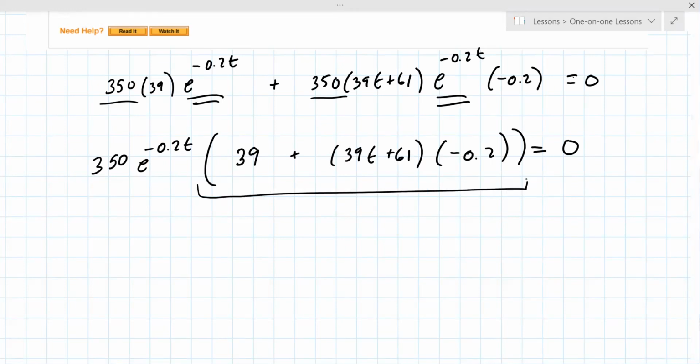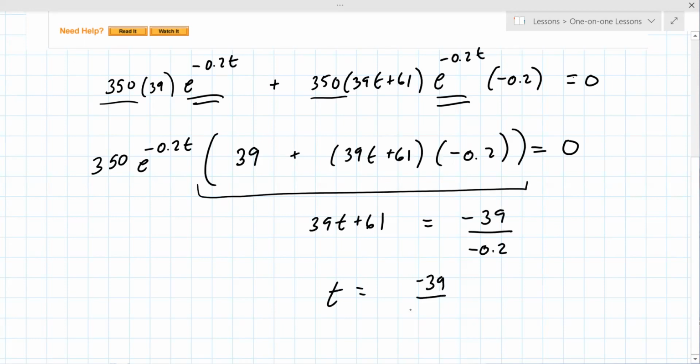These are just steps here. We move the 39 over to the other side of the equation, and then divide by minus 0.2. So you have 39t plus 61 equals minus 39 over minus 0.2. And then you subtract the 61 and then divide the whole thing by 39. It looks really bad, but this is your answer here. So let me get my calculator out and see if I can give you a number for this.